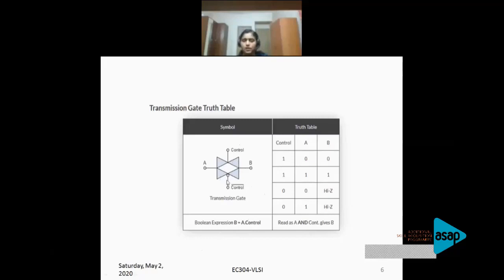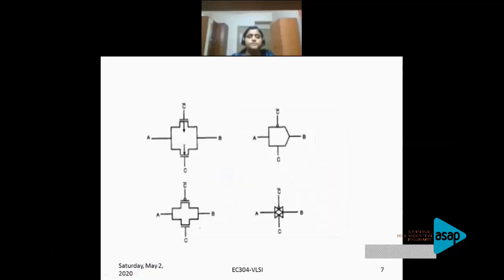For writing the output expression, you need not worry about what value you are giving for the PMOS here. So that is what the transmission gate truth table is about. Only when the control signal is active, the input is transmitted on to the output. If the control signal is inactive, then the output is in a high impedance state.